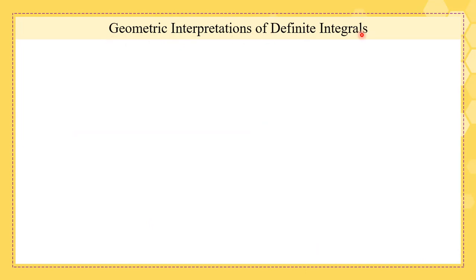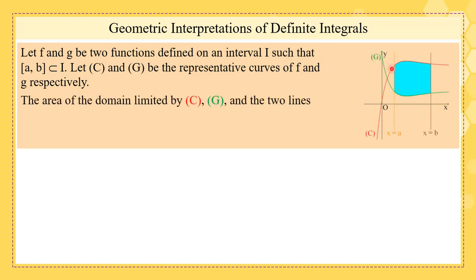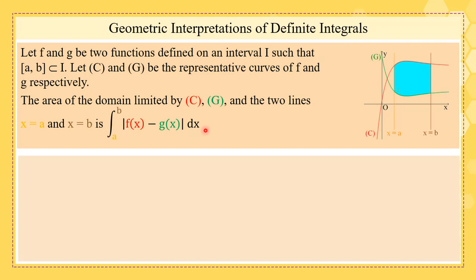Geometric interpretation of definite integrals. Let small f and small g be two functions defined on an interval I such that the interval ab belongs to I. Let C and G be the representative curves of f and g respectively. We show the figure. This is the curve C and this is the curve G. The area of the domain limited by C and G and the two lines x equal a and x equal b equal integral ab absolute value f of x minus g of x dx.